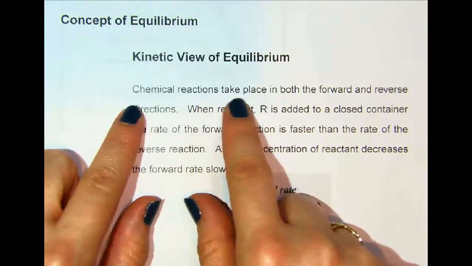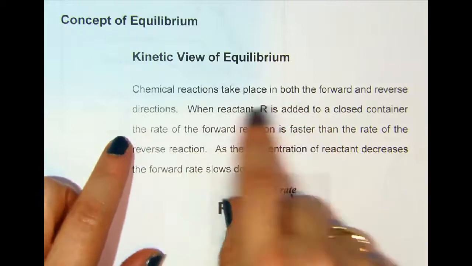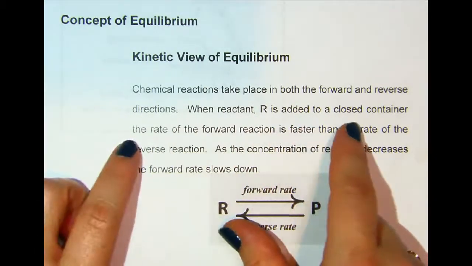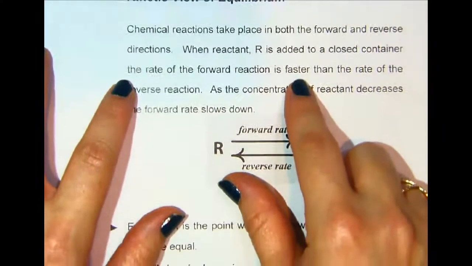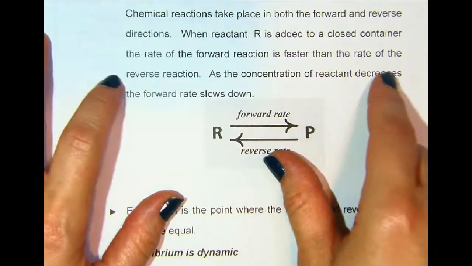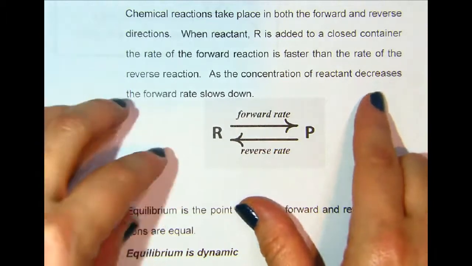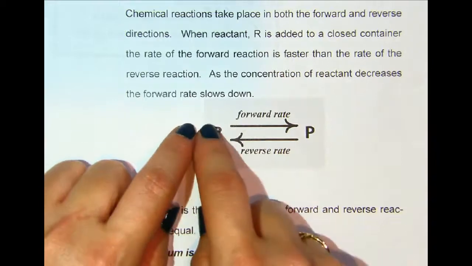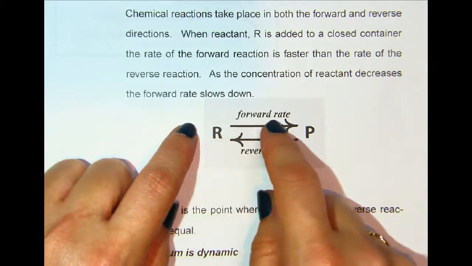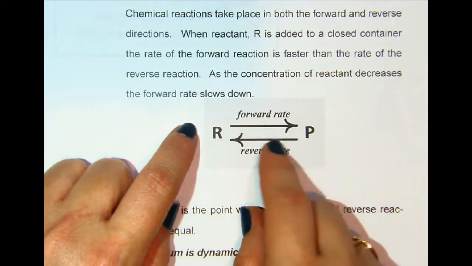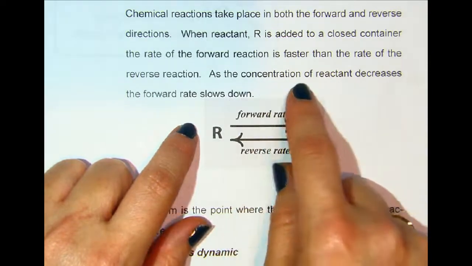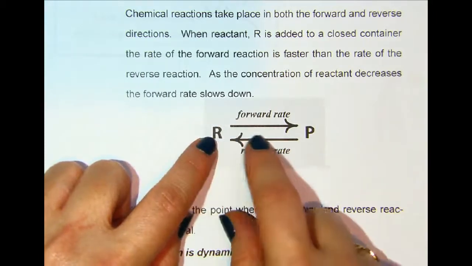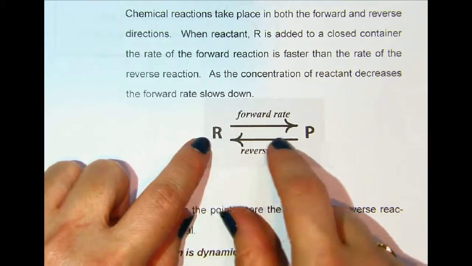Chemical reactions take place in both the forward and reverse directions. When reactant R is added to a closed container, the rate of the forward reaction is faster than the rate of the reverse reaction. So when a reaction starts, you have mostly reactants, and so the forward reaction is going to proceed very quickly, and the reverse reaction very slowly. As the concentration of reactant decreases, the forward rate slows down. So the more products we make, the slower this reaction is going to become.